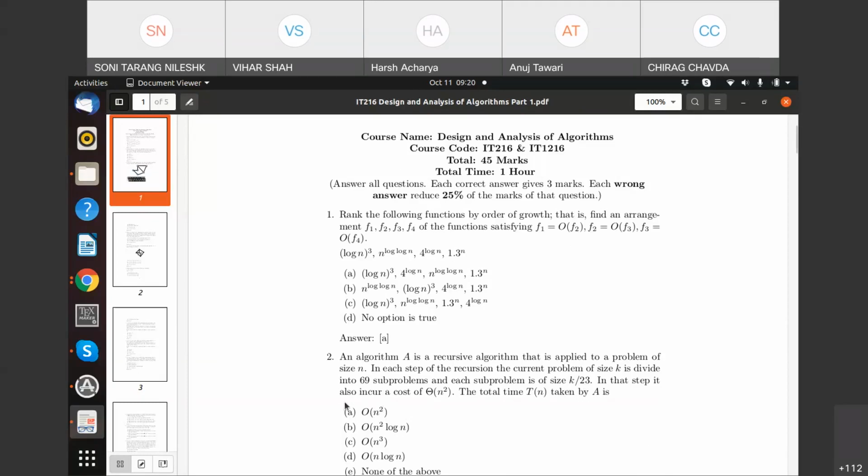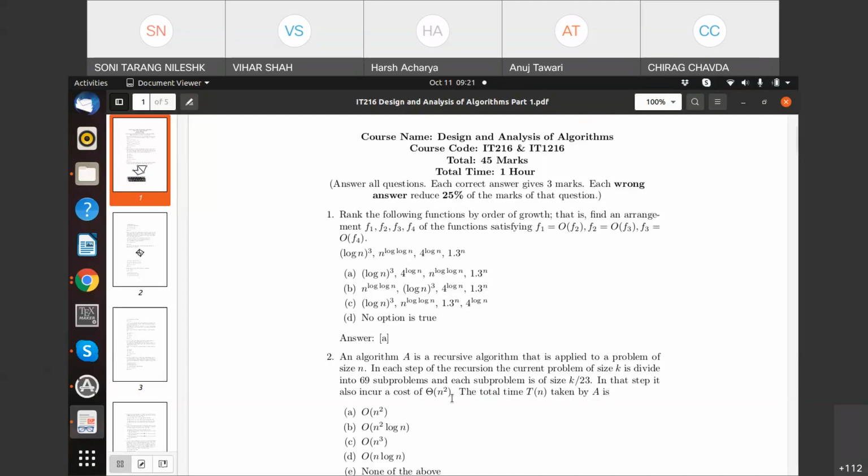It's, I think, 69. So what's the recurrence here? T of n equal to 69 T of n by 23. In each problem, you are dividing the problem into 69 subproblems. Each subproblem is of size n by 23. And in that step, it also incurs a cost of theta as well.